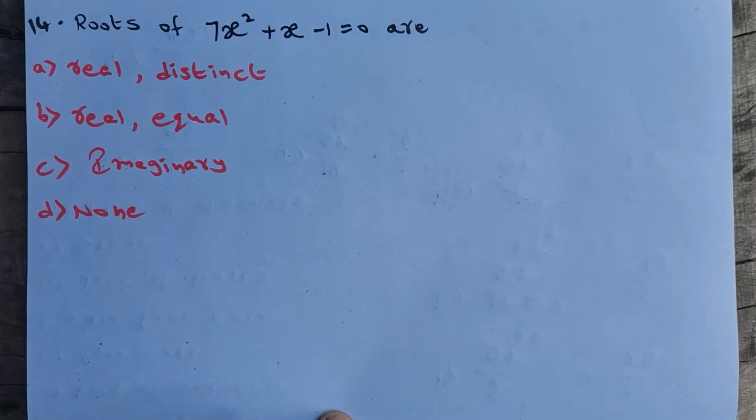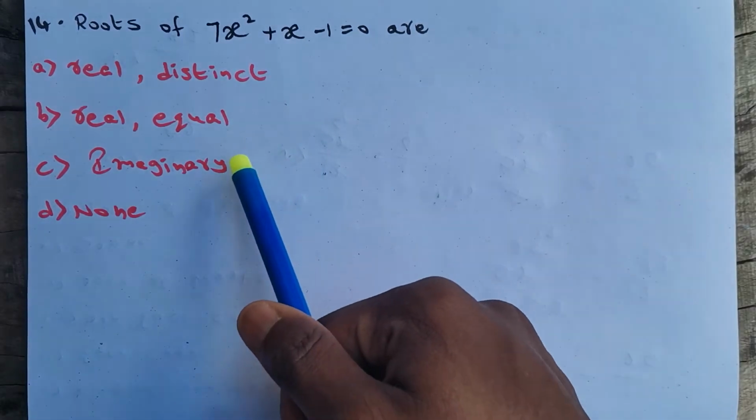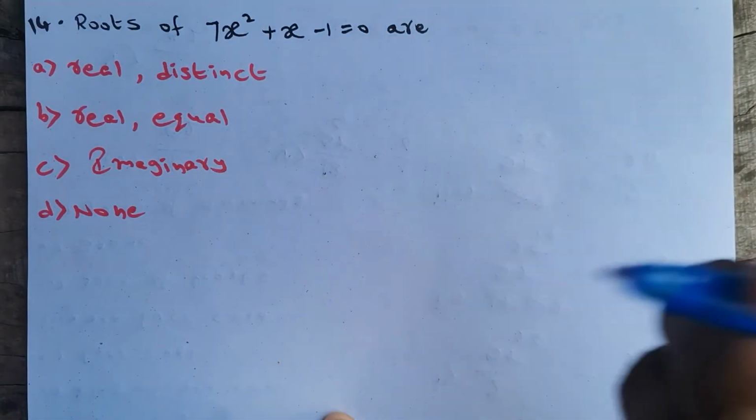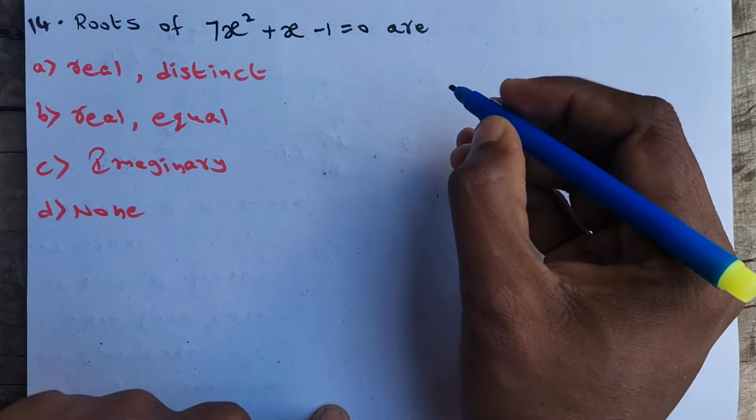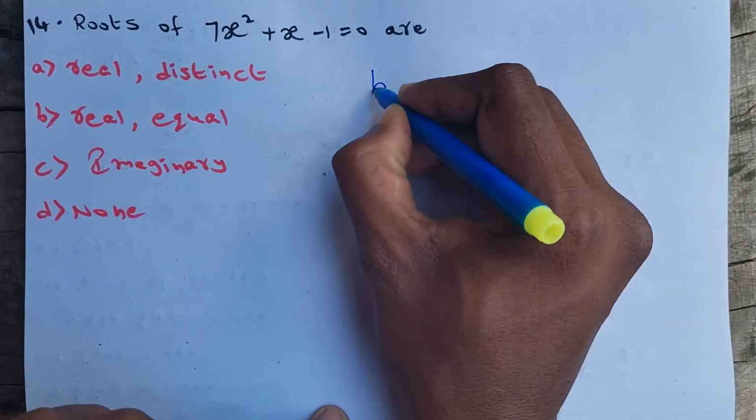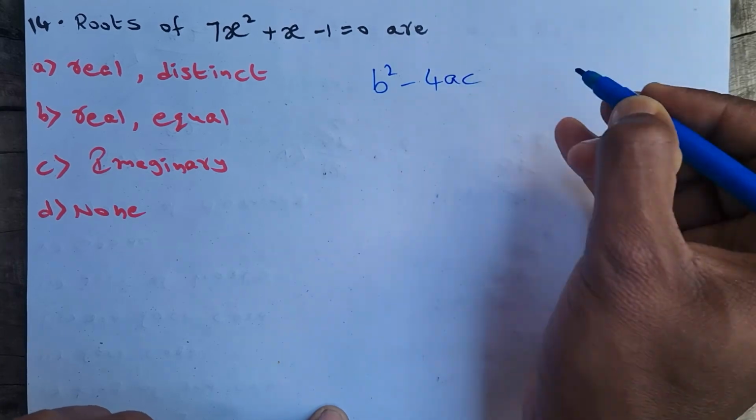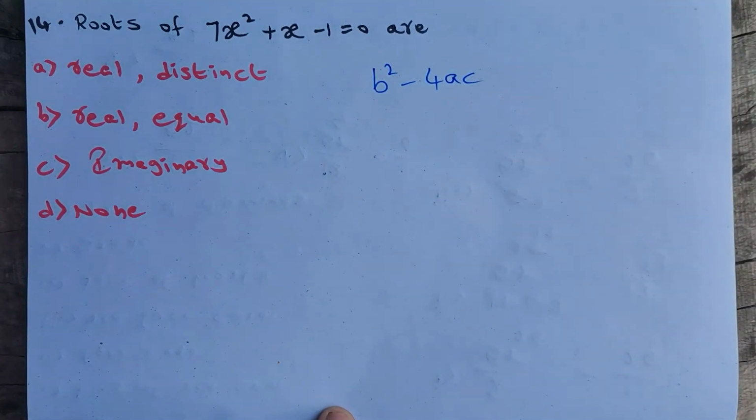Roots of 7x square plus x minus 1 is equal to 0 are: real and distinct, real and equal, imaginary. It means the nature of the roots. He is asking about the nature of the roots. So, what is the formula for finding the nature of the roots? b square minus 4ac. That value we need to compare.